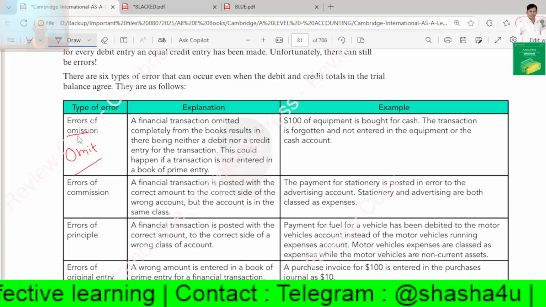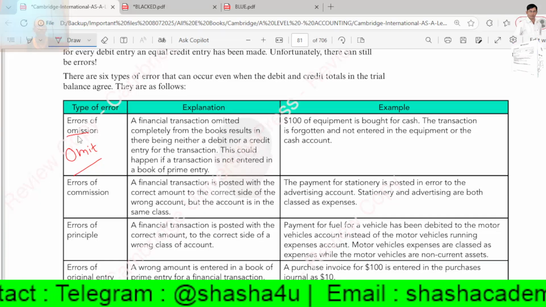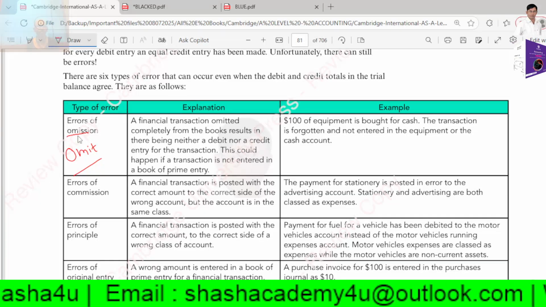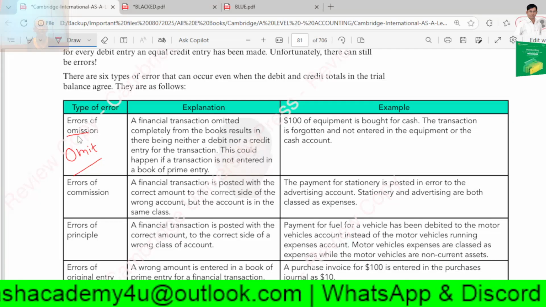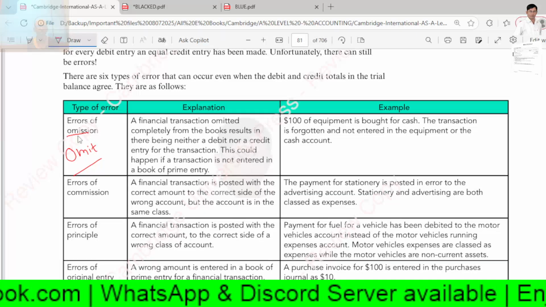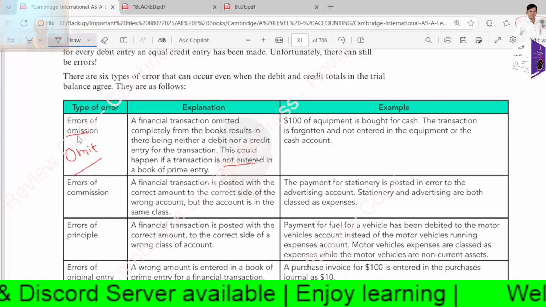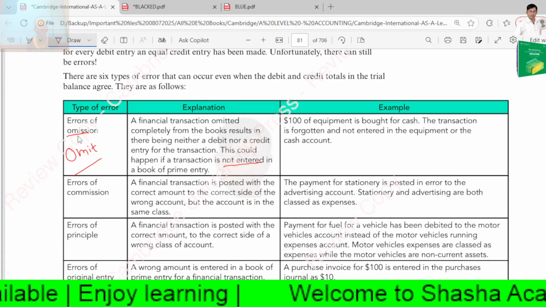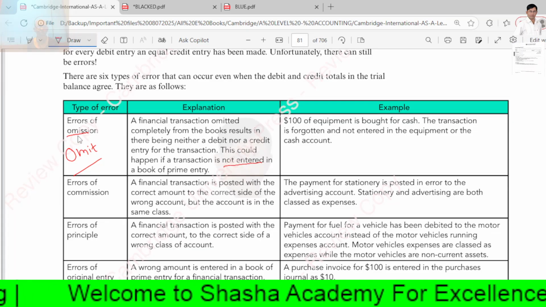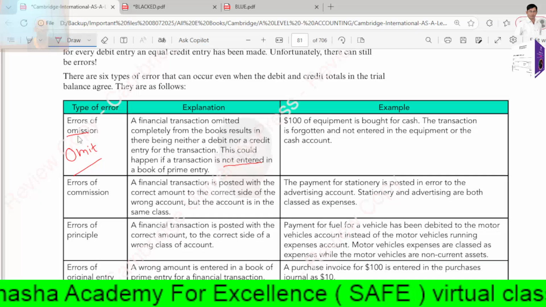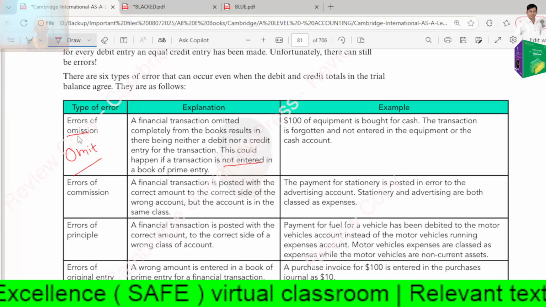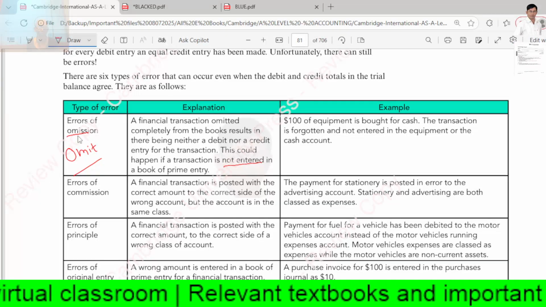A financial transaction omitted completely from the books results in there being neither a debit nor a credit entry for the transaction. This could happen if a transaction is not entered at all in the book of prime entry. So the entry itself is not recorded. You have purchased, but you have not recorded it. You have sold, you have not recorded it. An expense you incurred, you have not recorded it.